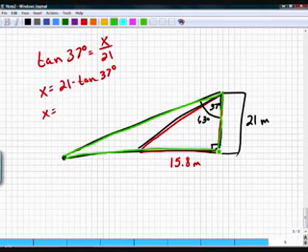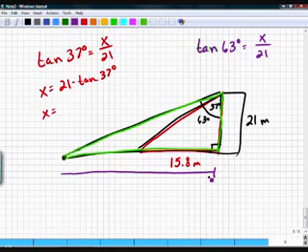Now we're dealing with the 63 degrees. So you've got opposite over adjacent again. Tangent of 63 degrees equals opposite over adjacent, which we'll call x again, over 21. So x is 21 times tangent of 63. Be careful, because that tells you this whole side of the triangle. That's 41 point what? So 41.2.